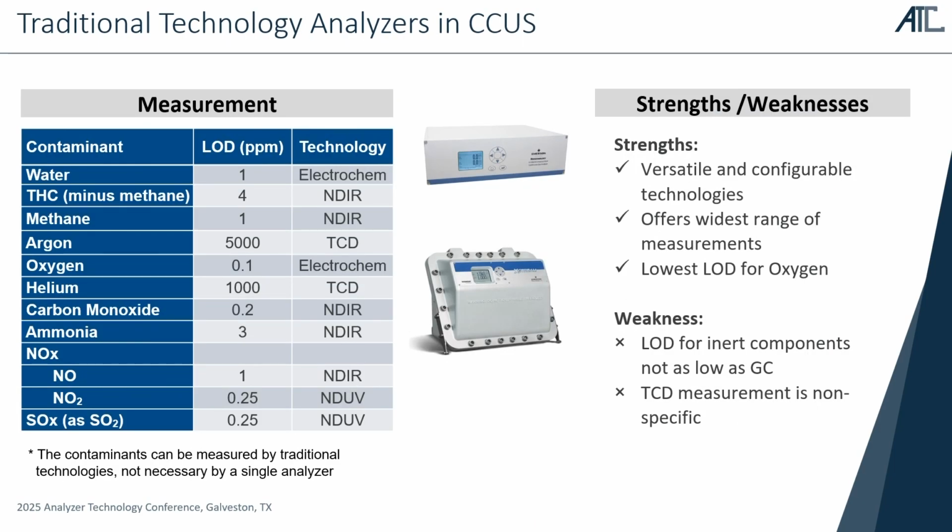So again, a table showing the different components that can be measured in CCUS applications and the technologies that are being used and the detection limits. Here we have the widest range of measurements using the different technology types that are available, and the lowest detection limit for oxygen using electrochemical. The LODs for inert components aren't as low as a GC though, and the TCD measurement's non-specific, so we have to be conscious of that when specifying an analytical solution.